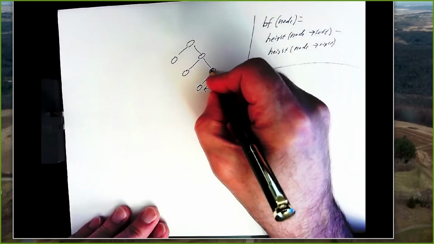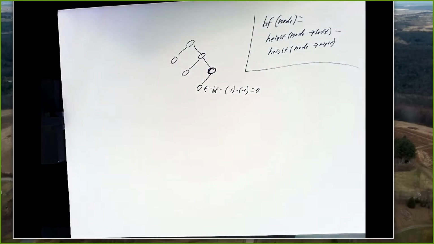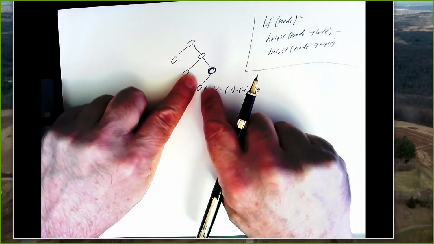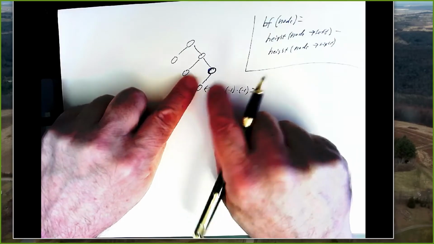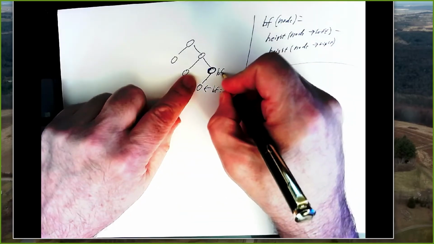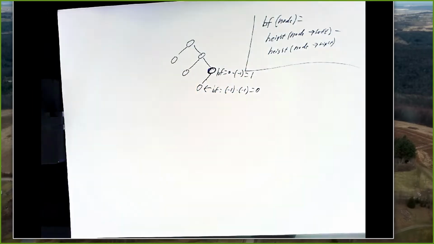Alright, what about this node right here? What's the left subtree look like? It's that subtree. It's just this thing with a single node. What's the height of a tree with a single node? 0. And the right subtree is null with a height of -1. So here the balance factor is 0 minus -1, which is +1.